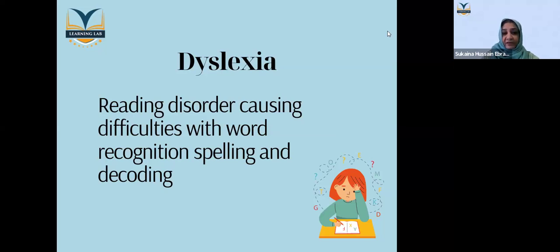Dyslexia basically is a reading disorder. It causes difficulties with word recognition, spelling, and decoding. You must have seen that many times they do mirror image reversals of B and D, Q and P, right? Other than that, it's difficult for them to comprehend the information given. And of course, the spelling issue is there. If you can't comprehend or decode the word, how are you going to write? So dyslexia, in short, is about difficulties with word recognition, spelling, and decoding.